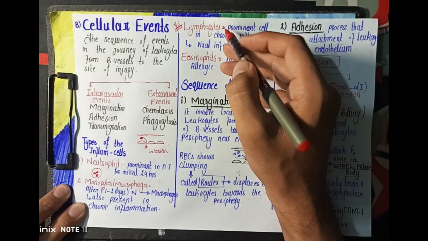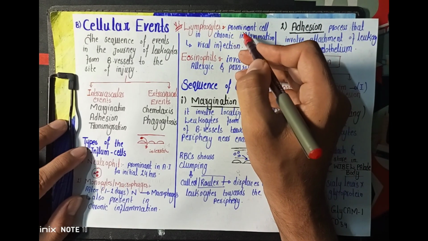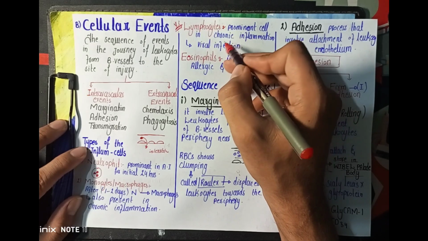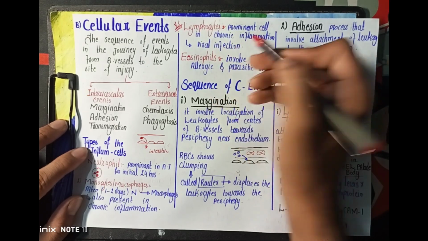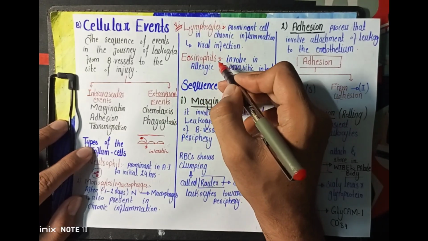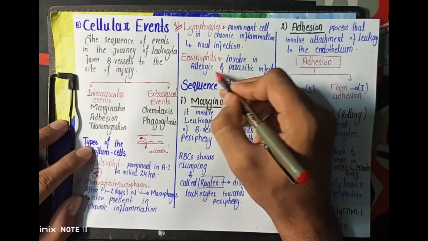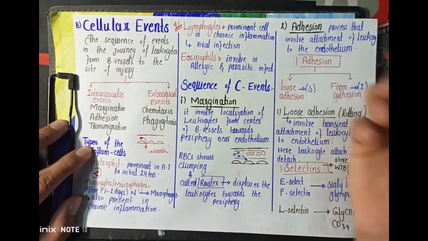तीसरा हमारे साथ है the lymphocytes. So the lymphocytes are the prominent cell in the chronic inflammation and they have a unilocular nucleus and the lymphocyte count is also high in the viral infection. इसके बाद है हमारे साथ eosinophil. So the eosinophil have a red nuclei and they are involved in the allergic and the parasitic infection.